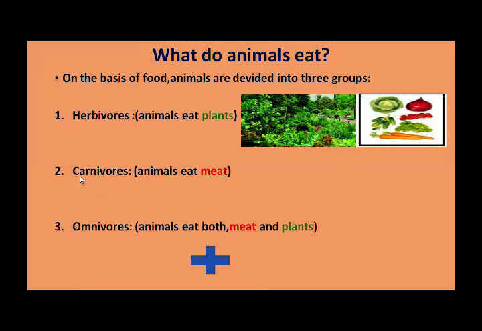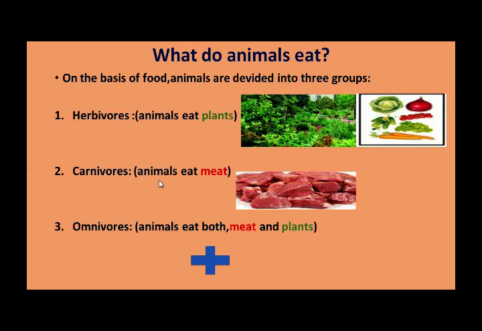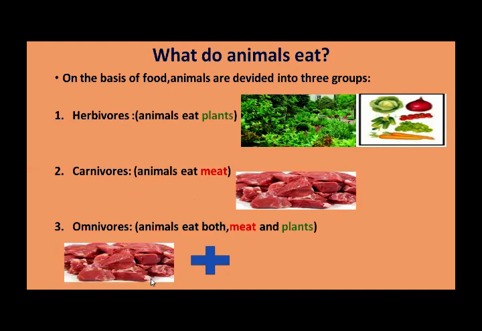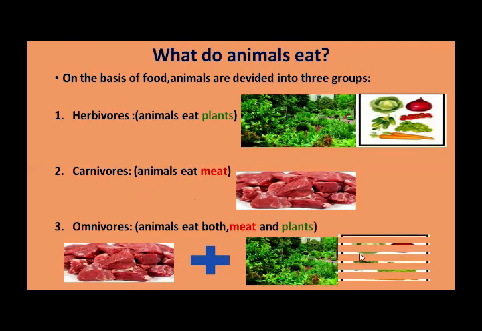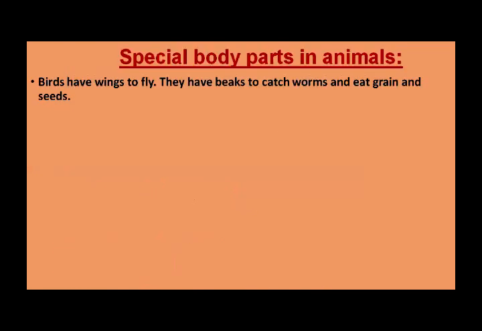Okay, and the second one is carnivores. That means animals who eat meat are called carnivores. And the third is omnivore. Omnivore means animals that eat both meat and plants. Meat plus plants. So that means omnivore animals can eat both meat and plants. Okay, beta? Are you getting my point, my dear students?